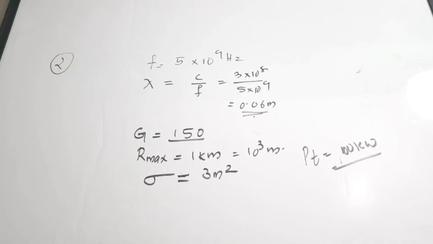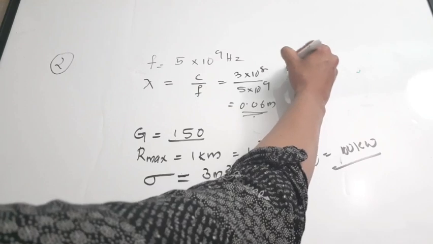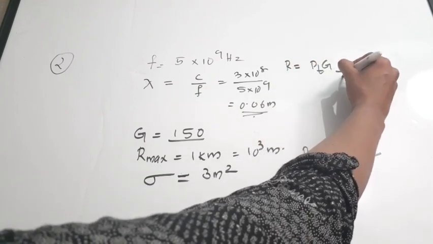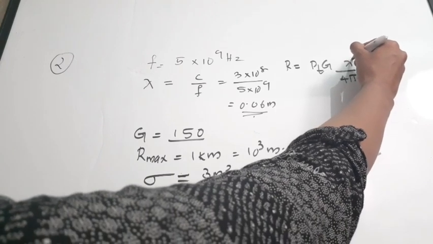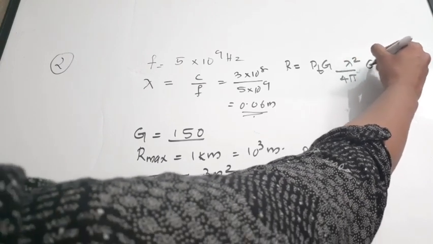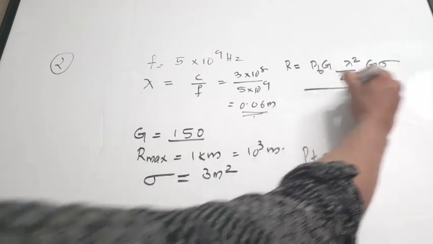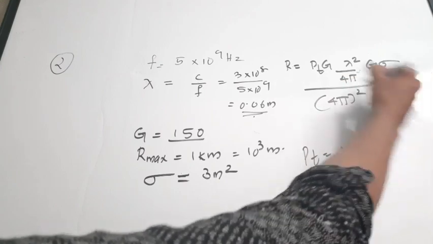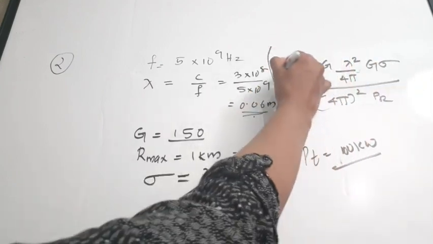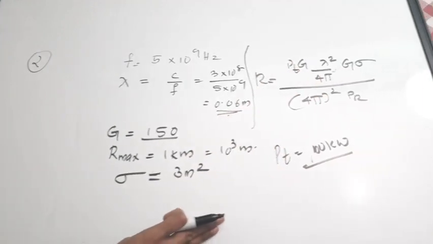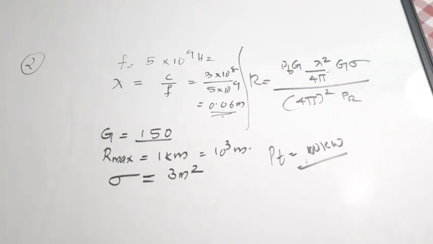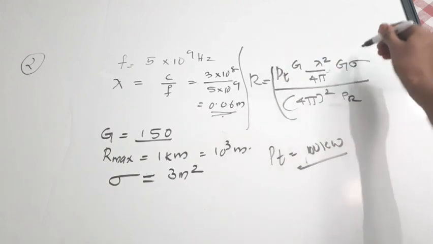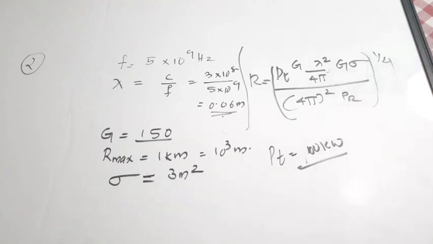I'll write the equation. R equal to PT G lambda by 4 pi, lambda square by 4 pi, G sigma by 4 pi square PR. Now there are some modifications in the equation from the previous equation. What all are that? I'll tell you. See, PT, okay, there is also a 1 by 4 outside. Okay, so this is the relation.